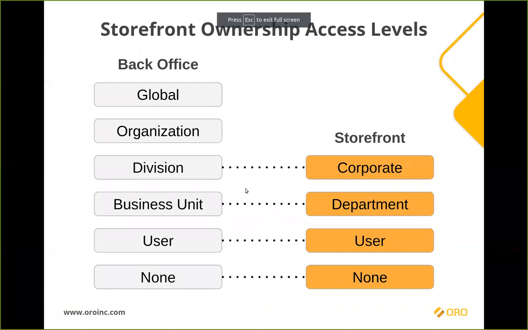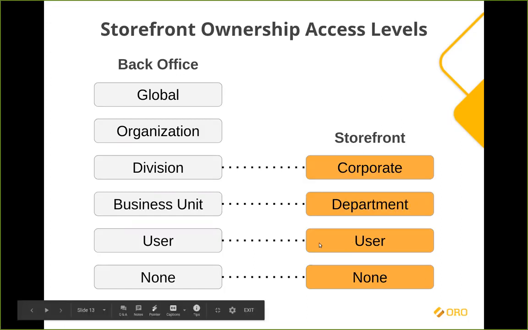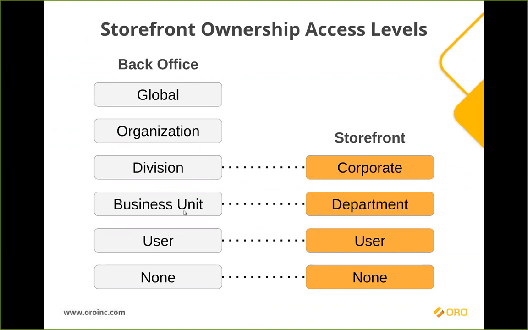So here we may see that it's pretty much identical to the back office or management console permissions, with the exception of the 2 highest levels, global and organization, but everything else is exactly the same. User is user, but here we have management console users, and here we have customer users. Department is the business unit, and corporate is the hierarchy of the departments, or hierarchy of the customers, in order to observe not only the main customer, but also all the associated or child customers.